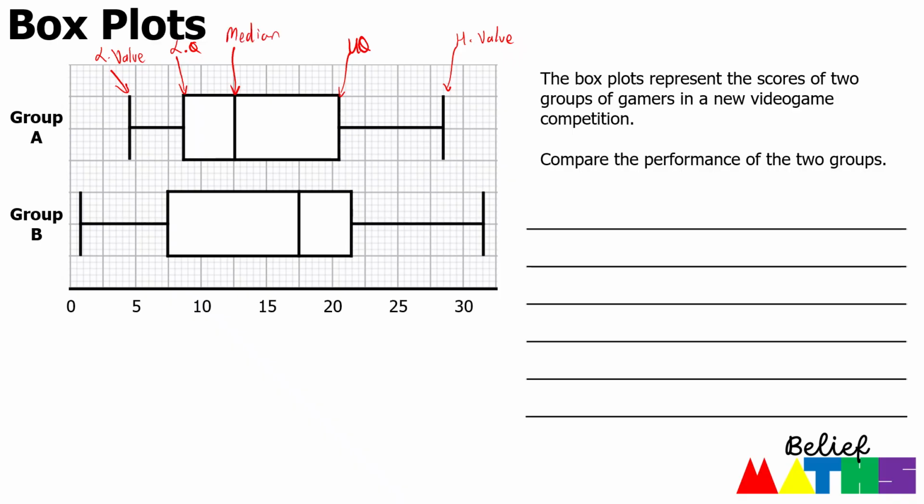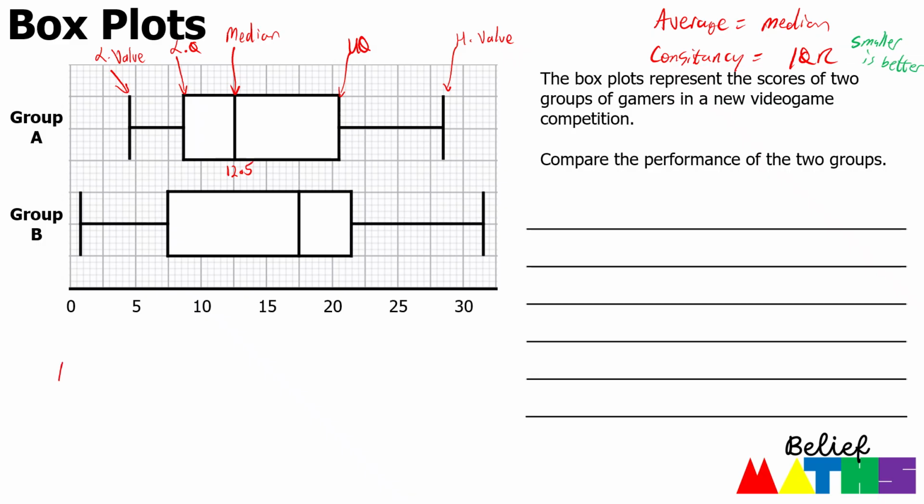Now, when we compare box plots, we always compare two things. We compare the average, which is the median, and we compare the consistency, which is the interquartile range. Now, with the interquartile range, the key thing to remember is that smaller is better. We want a smaller interquartile range to be more consistent. So, looking at group A, we can see that the median is this middle value here, which we can see is 12.5.